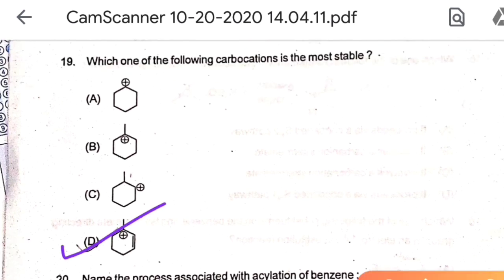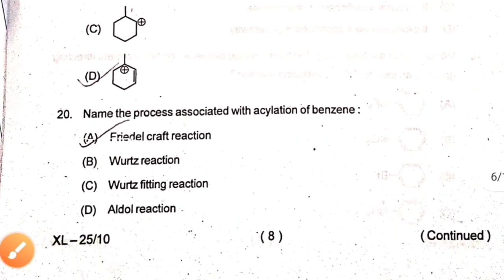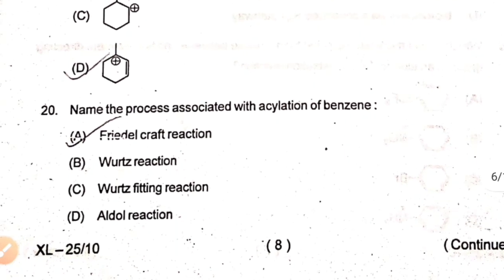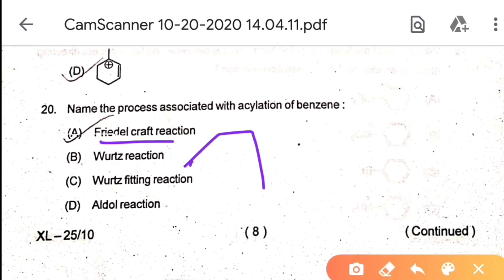Okay, so switch over to our next question. Question number 22 says, name the process associated with acylation of benzene. So you know acylation, like Friedel-Crafts alkylation, Friedel-Crafts acylation. So the acylation reaction usually involves the Friedel-Crafts reaction. What happens there? Actually, here in Friedel-Crafts acylation, suppose this is your benzene ring.